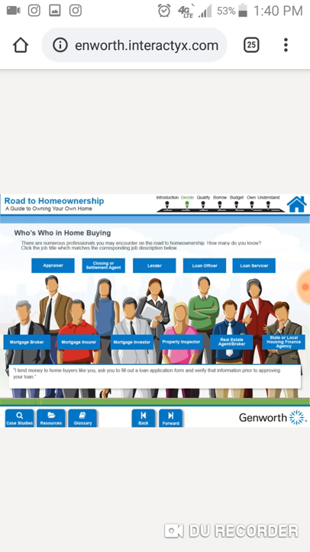I lend money to home buyers like you, ask you to fill out a loan application form and verify the information prior to approving your loan. Let's say lender. Correct. Proceed. I represent the lending institution, help you complete the loan application, and act as a liaison between you and the lender to get your loan to close in a timely manner. Let's say loan officer. Correct. Let's proceed.